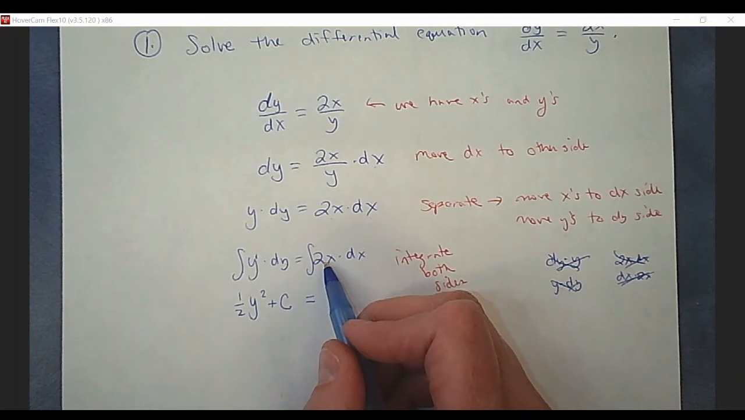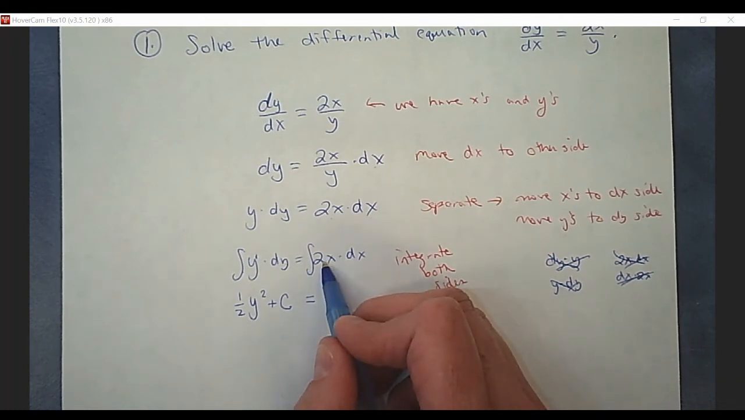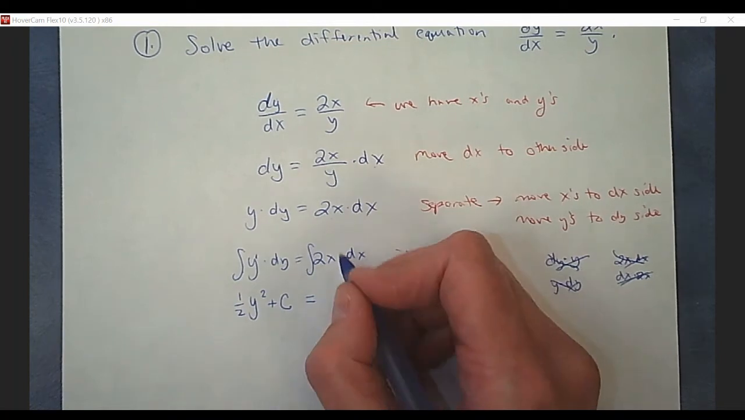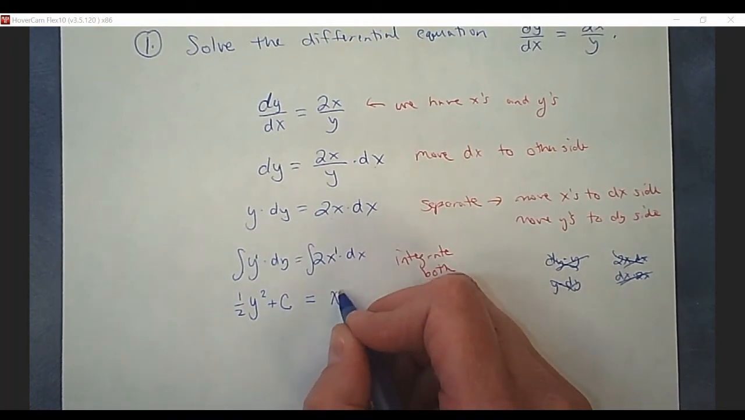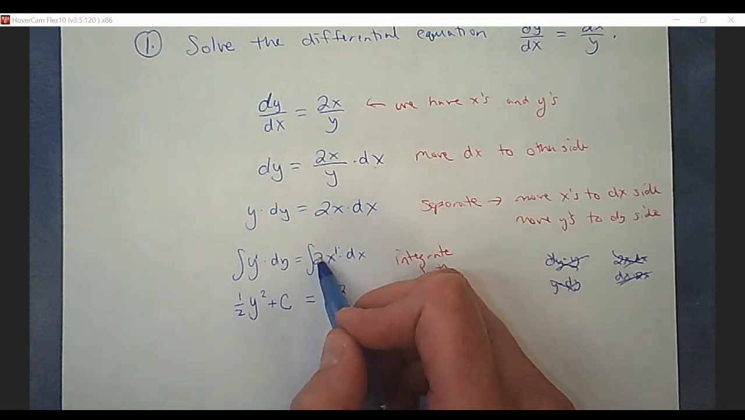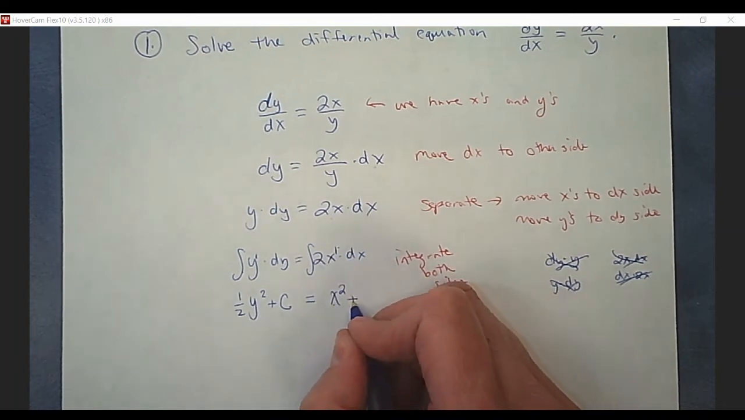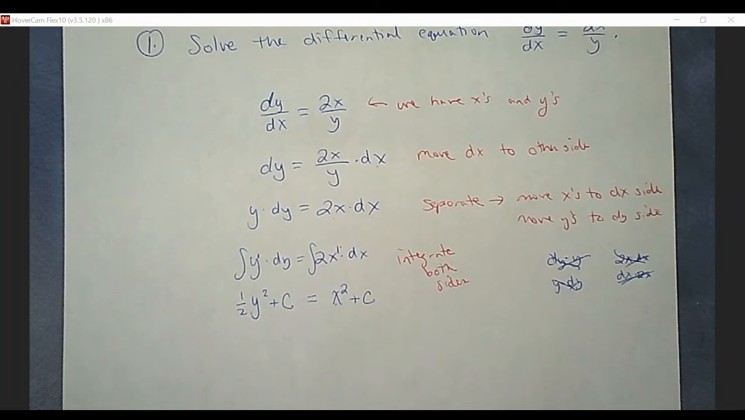And then on the right-hand side, we're going to undo this by finding the antiderivative here. And what we're going to end up with is just x squared, because when we increase that exponent by 1, it becomes 2, and we divide by 2, we get a 1 here. Now, we also need to put a plus c on this side technically.